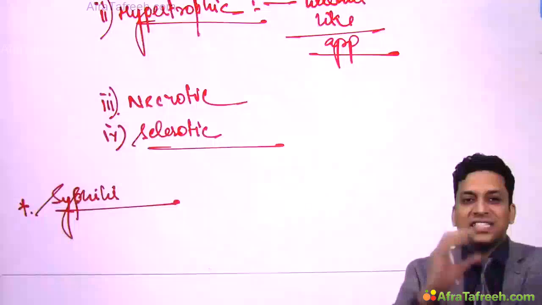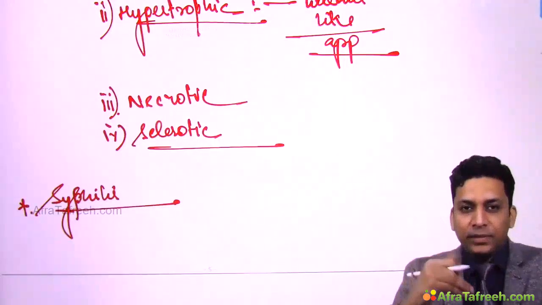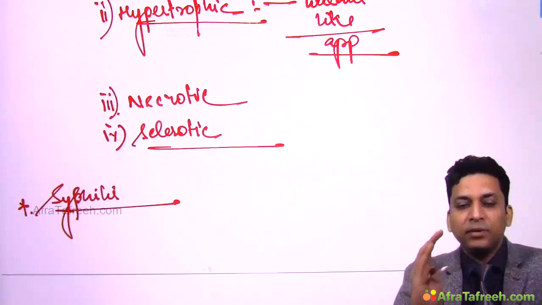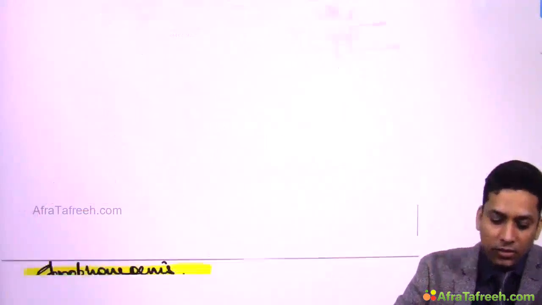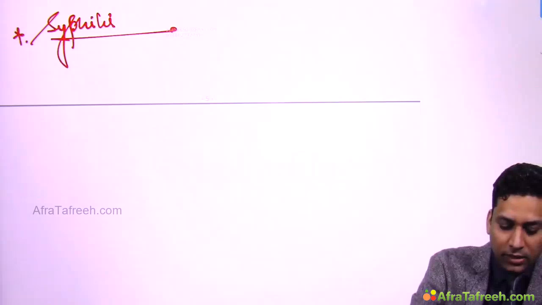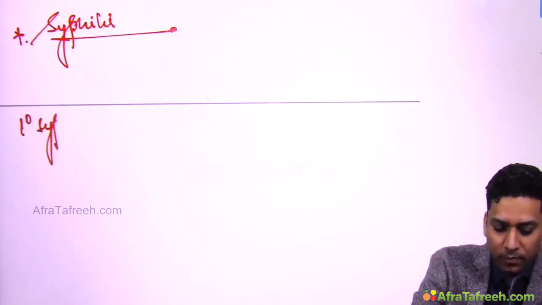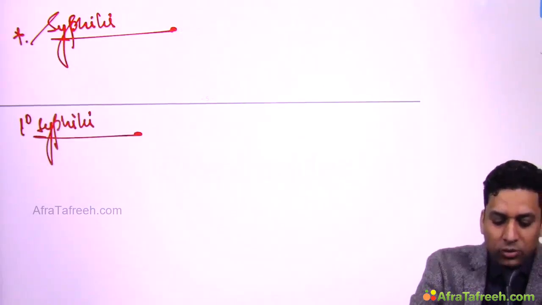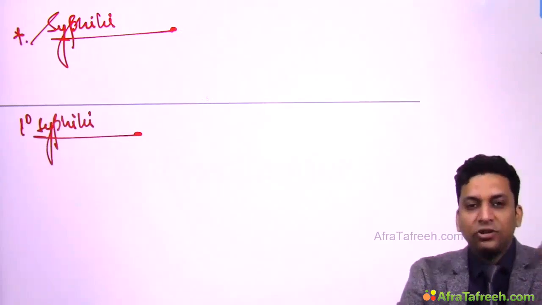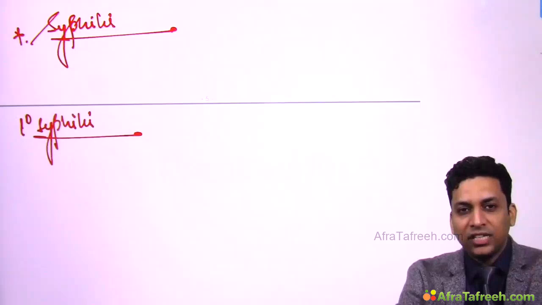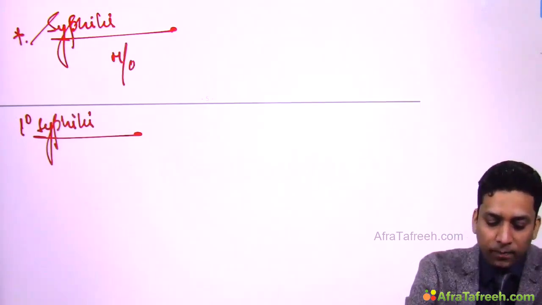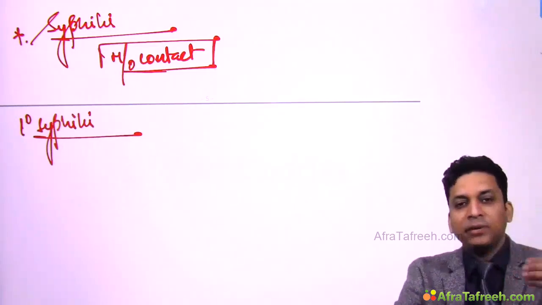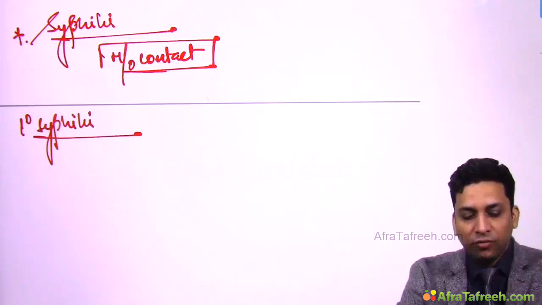Now I told you that syphilis can be of various types. The type which we have discussed just now is primary syphilis, which presents with a genital ulcer. Whenever the patient is suffering from a sexually transmitted infection, because these are sexually transmitted, there will be a history of contact. They might sometimes hide this history, but there is always a history of contact.